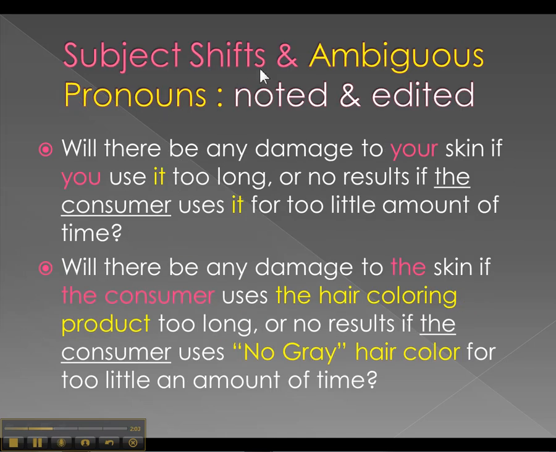So here we have subject shifts color-coded and ambiguous pronouns color-coded, pink first, yellow latter, and we note them by color and we edit them by color. So here's another sentence. Will there be any damage to your skin if you use it too long? Or no results if the consumer uses it for too little amount of time? Here we start out with you, which is erroneous, and then we shift to the consumer, so we have the subject shift, and then we have that vague pronoun, it.